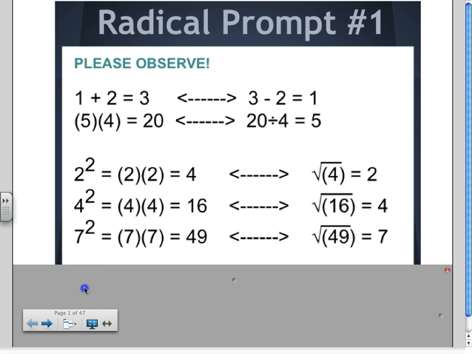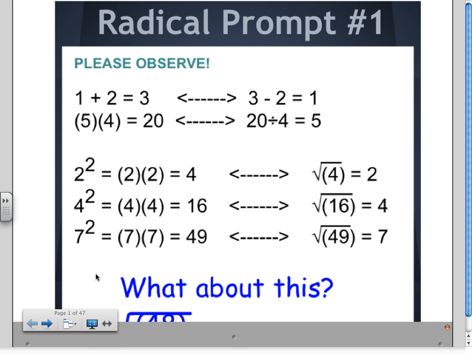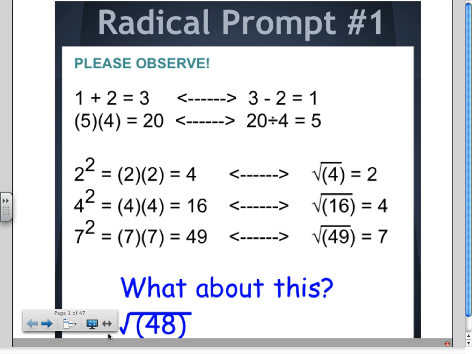So here's our question for this prompt. I asked, what about this? That's the square root of 48, and all of a sudden, wait a minute. Square root of 48, is that a perfect square number? No. So can we actually take the square root of 48? In the past, in 7th grade, last year, we estimated, right? But now we want to get very specific. We want to be able to do what we call simplifying.